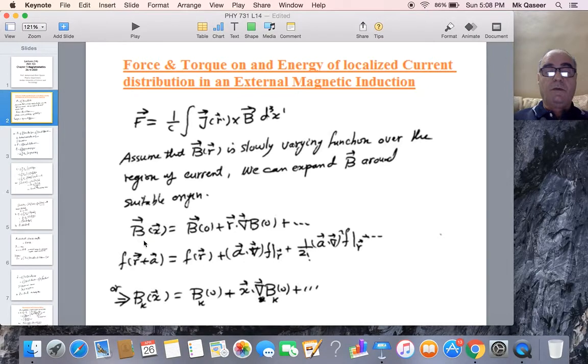We use Taylor expansion. B of x is B of 0 plus r dot gradient B plus higher order terms. There is a vector sign here. Now this is the expression for the three-dimensional Taylor expansion. If we take one component B sub k, then this equation can be written in this form.